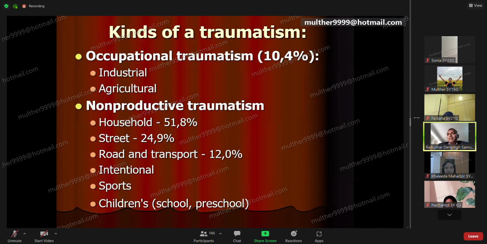According to this statistic, where do you find most of the trauma happening? In our house, 90%. Sometimes when you open the door, a pan can fly on your head, or suddenly a knife can fly, so be careful. According to this statistic, the house is not the safest place.